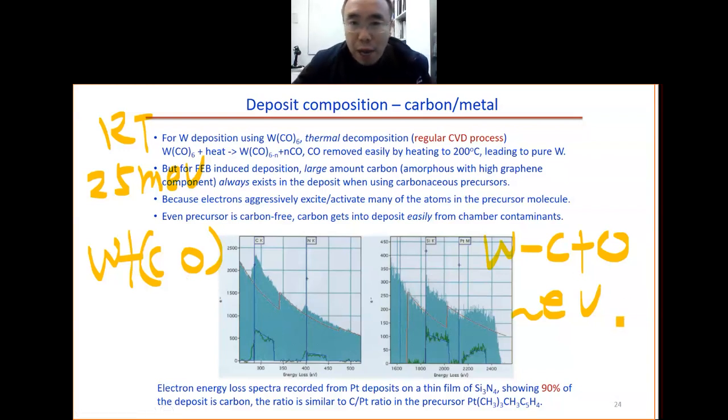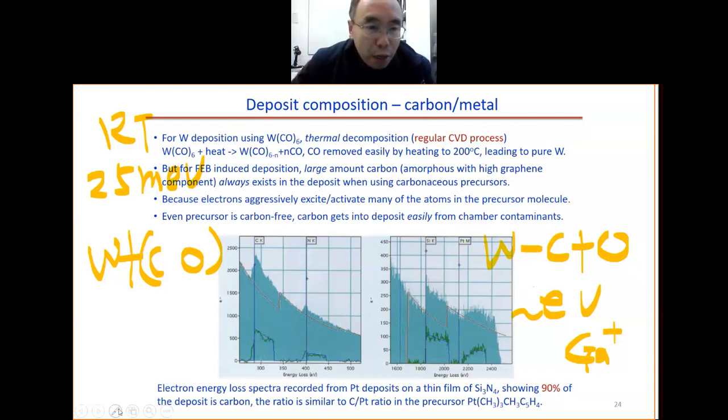For the case of the ion beam, the ion beam is in between the 200 degree thermal process and this electron beam. It is a local heating effect, but it is also more powerful, more energetic than this thermal effect. As a result, you still get some carbon in the tungsten by ion beam, but not as much as the electron beam.